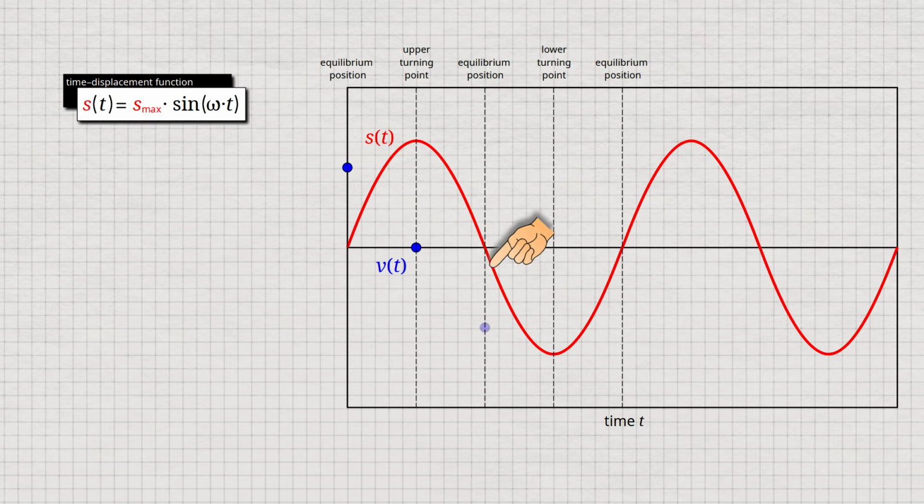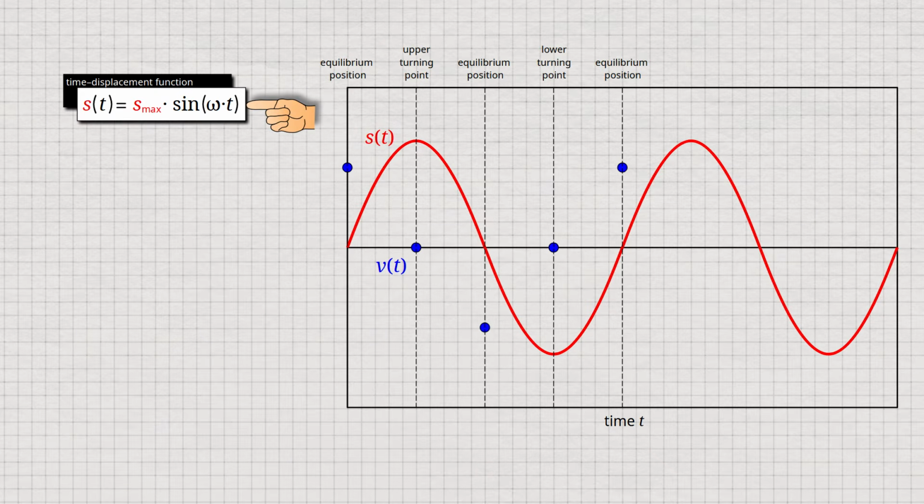The maximum velocity is now negative. The sphere then decelerates again and comes to rest at the lower turning point. After that, it accelerates once more and passes through the equilibrium position upward with maximum velocity. The exact course of the velocity must therefore be determined from the slope of the displacement function.